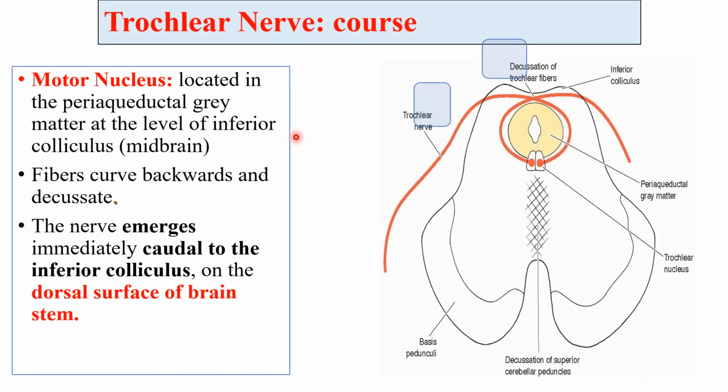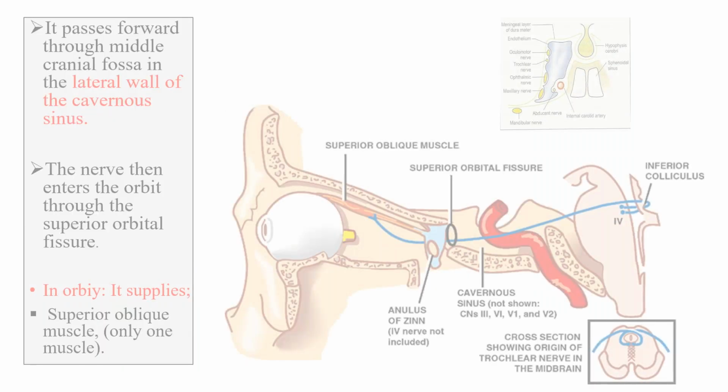I've described the motor nucleus at the level of inferior colliculus; this will be done in detail in the neuroanatomy portion. The nucleus is at the level of the midbrain, at the level of inferior colliculus, and it decussates to the opposite side and comes out from the posterior aspect to the ventral aspect of the crus cerebri. So it reaches the dorsal surface of the brainstem and then comes ventrally. This is an important relation of the trochlear nerve.